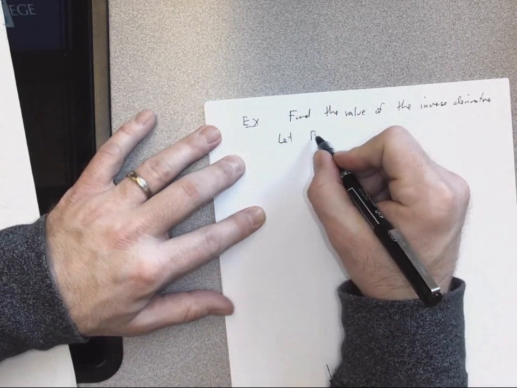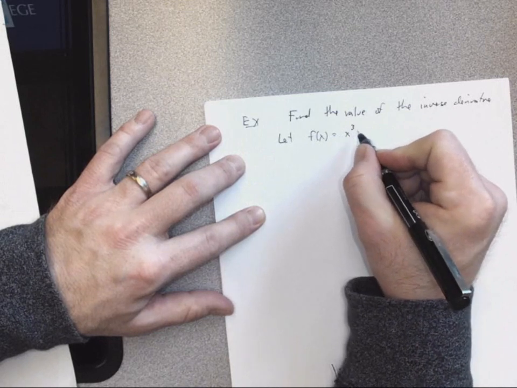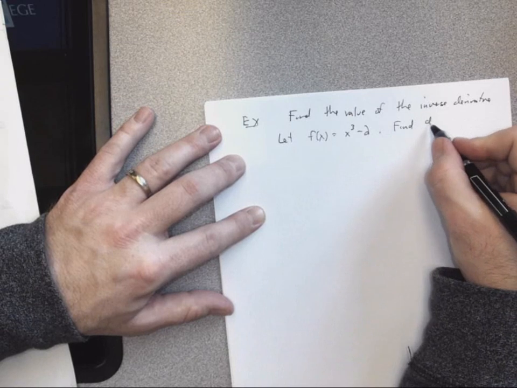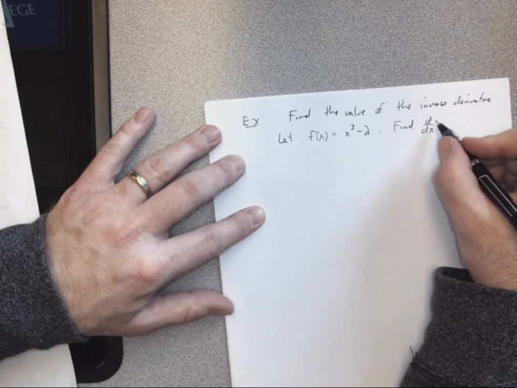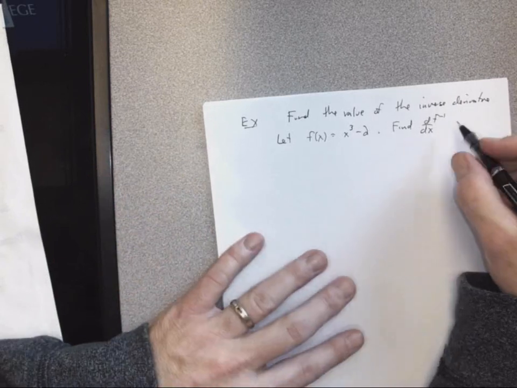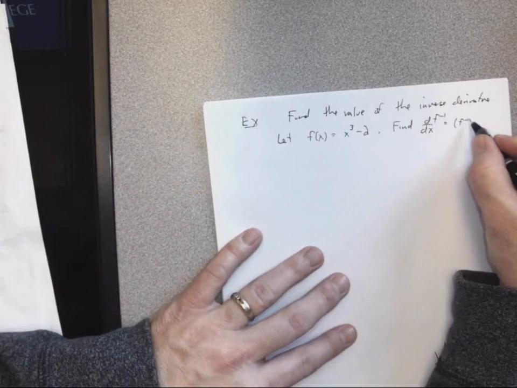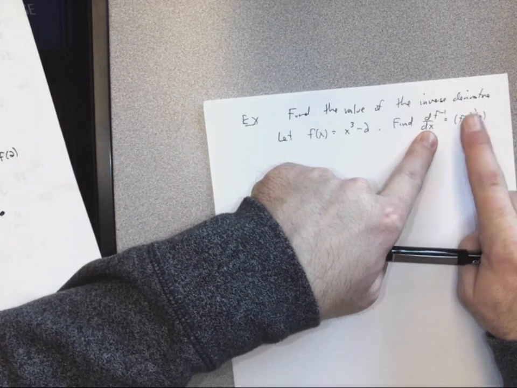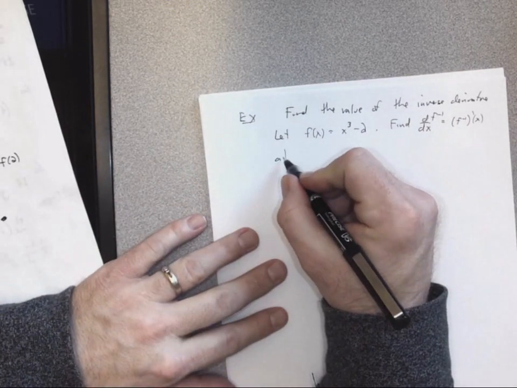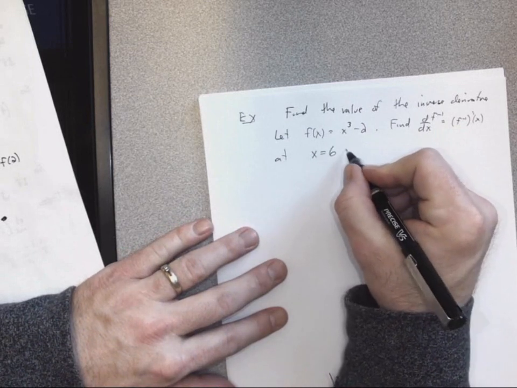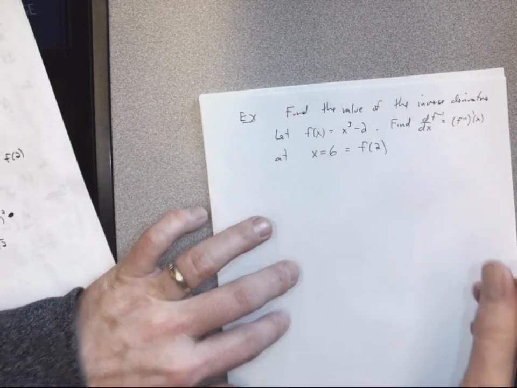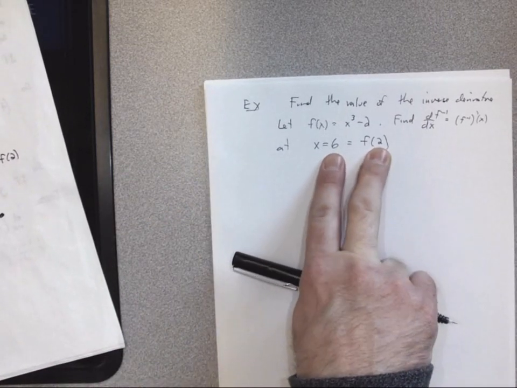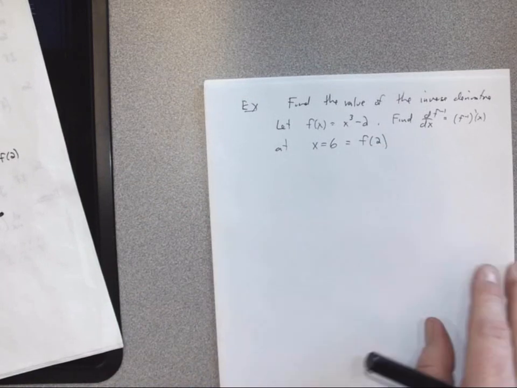So let's let f of x equal x cubed minus 2. What I want to do is find the derivative with respect to x of the inverse function. This is the same thing as saying f inverse prime of x, okay? So those two things represent the exact same thing. This is the derivative of the inverse. This is also the derivative of the inverse at x equals 6, which happens to be equal to f of 2. So what we need is these two numbers, the 6 and 2, are going to become important, and we need to know where they actually go, okay?